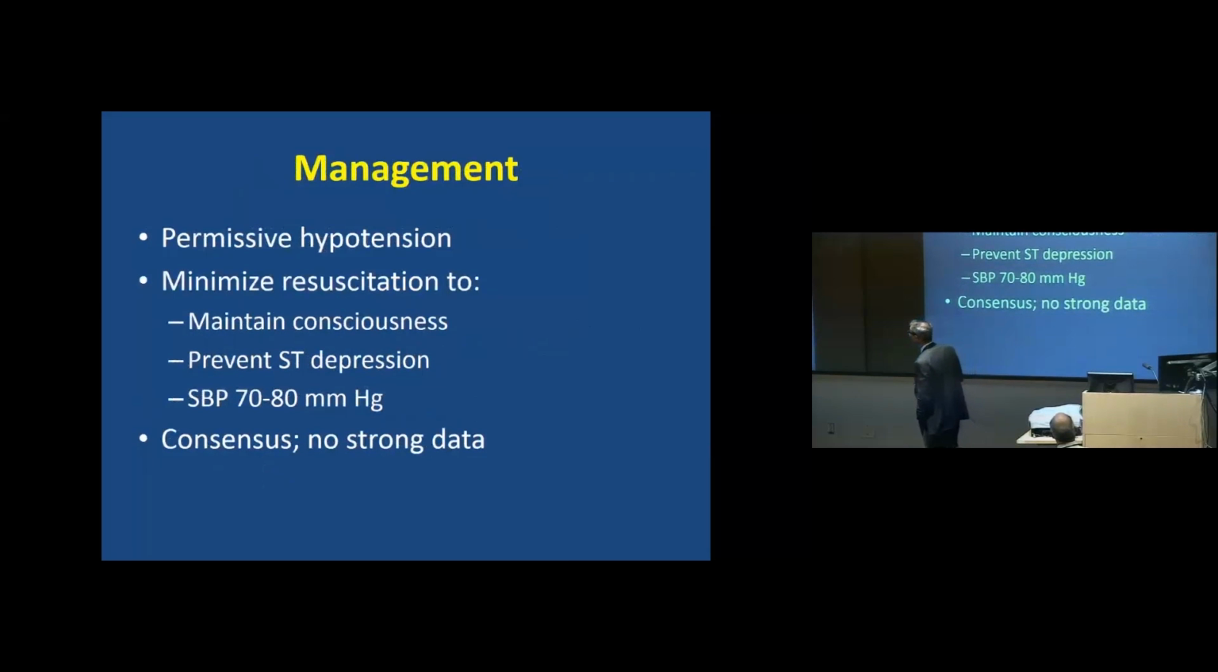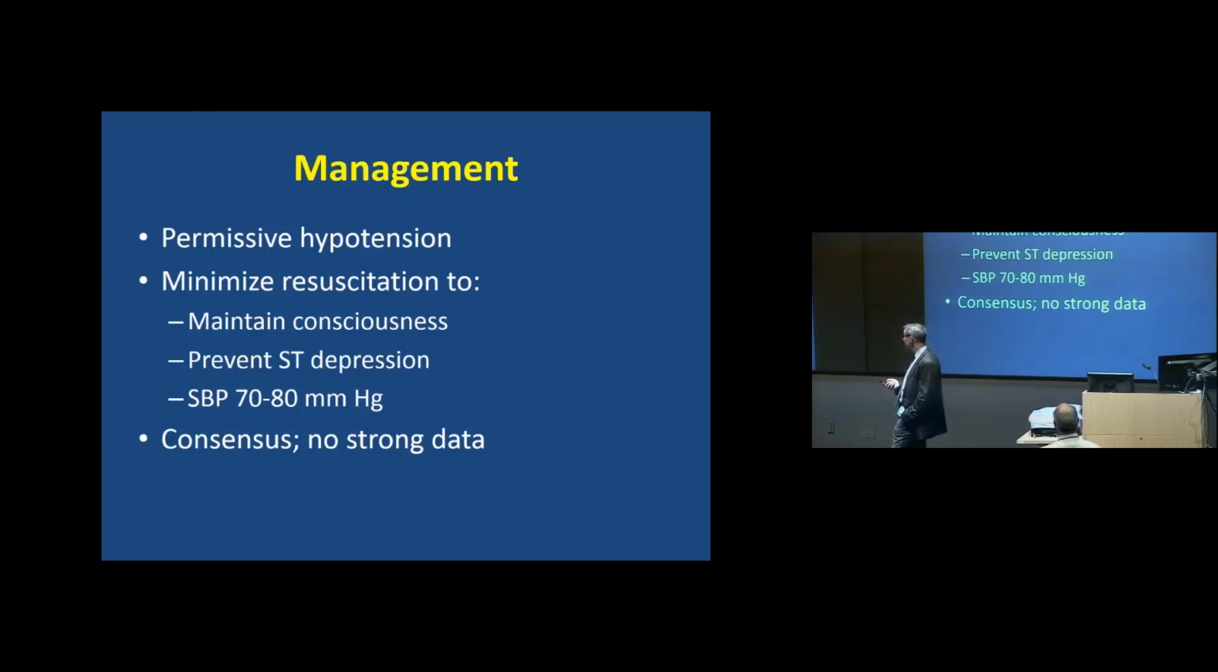Permissive hypotension is one of the concepts that is currently accepted for management of ruptured aneurysms without a whole lot of data to support it. So what does permissive hypotension mean? It's understood by most of the audience because this is used in penetrating trauma quite a bit. And in blunt trauma, you minimize resuscitation to just maintain consciousness, to avoid myocardial ischemia, and keep the systolic blood pressure about 70 or 80. There's a consensus supporting this.